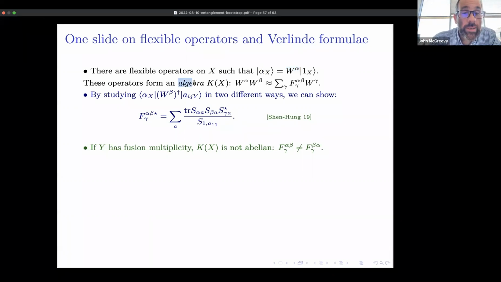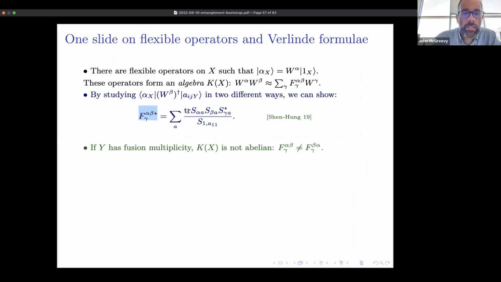And moreover, these operators form an algebra. So there are some structure constants of that algebra, which we can define in that way. And by studying this matrix element of those flexible operators between the two different bases associated with bases of the Hilbert space of the fusion space of the pairing manifold, in two different ways we can show this Verlinde formula. So it relates the S matrix that I just defined to these structure constants of the algebra of flexible operators.